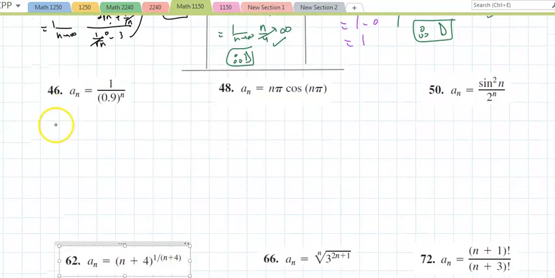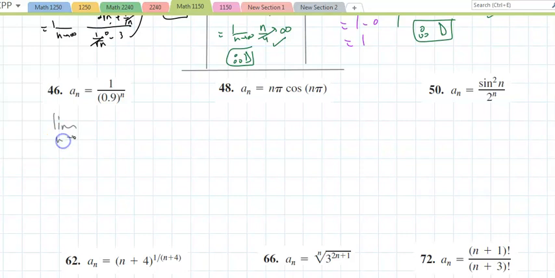Limit as n approaches infinity. Remember, this is 1 over an exponential. This is exponential decay, right? As n approaches infinity, this will approach 0, and 1 over 0 is infinity. Therefore, diverge.